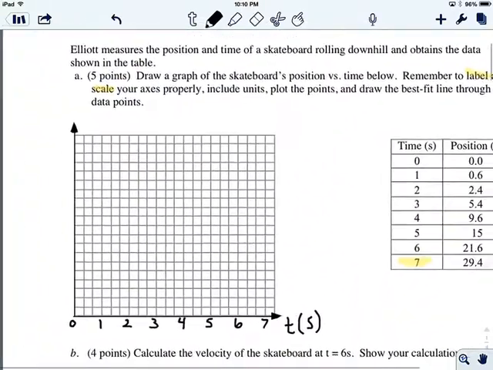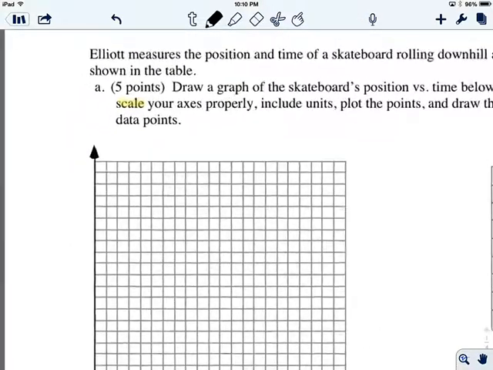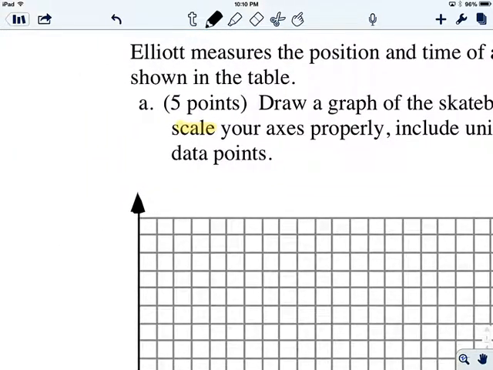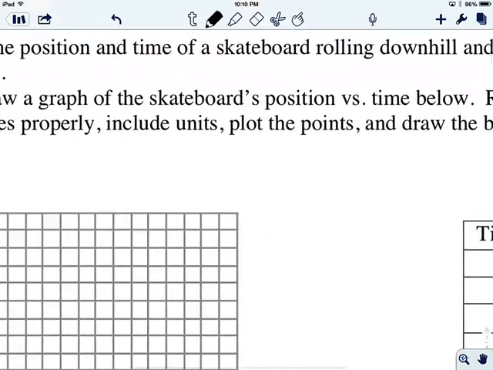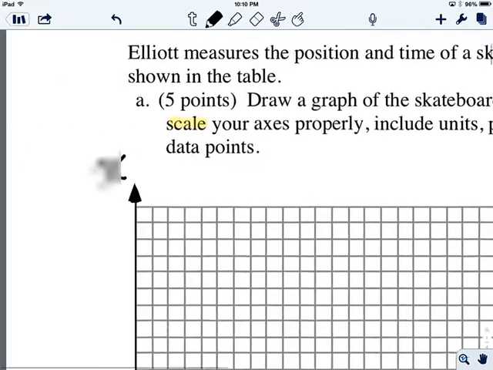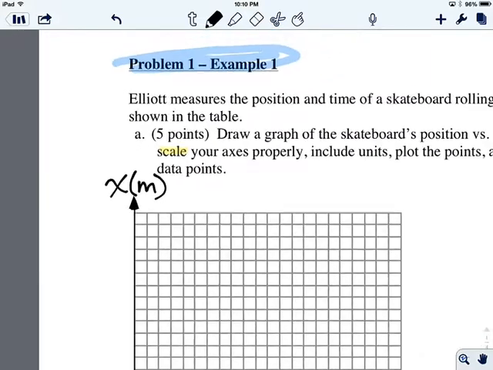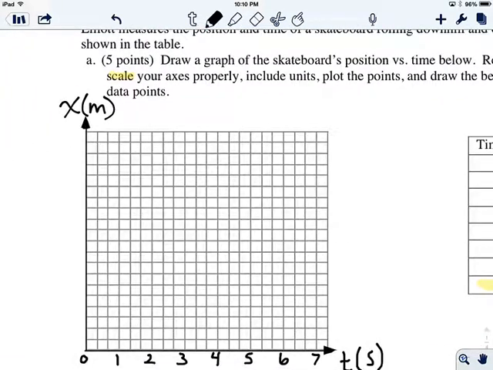Now I've got to label my other axis. And we know that's going to be position. Remember that position is x, so I'm going to put x. And then let's just make sure, yep, it says positions in meters. So I'm going to put x, and then I'm going to put meters, like that. Okay, now I counted this, and there's 20 lines.